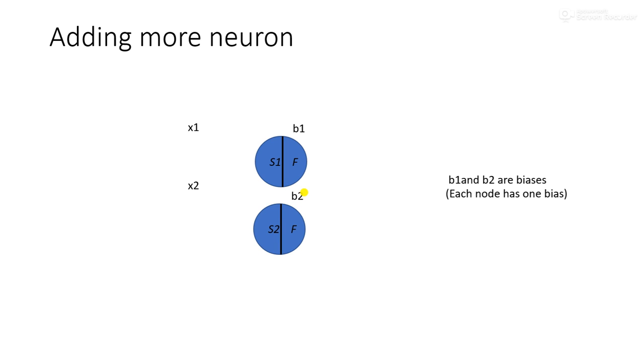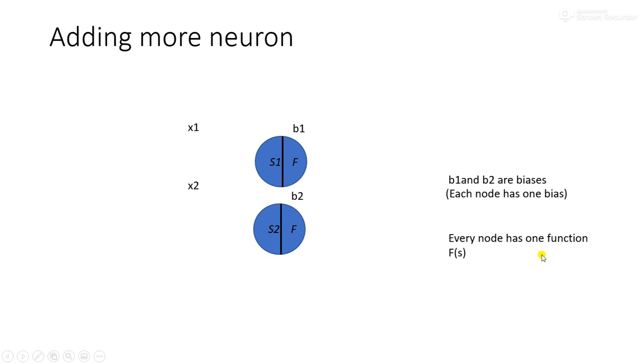So each neuron is basically going to have one bias. This is what we call bias. The rule is B1 and B2 are bias. Each node has one bias. So the second node has another bias, so we have two biases there. Two neurons have two biases because each node must have one bias. Okay, let's move.